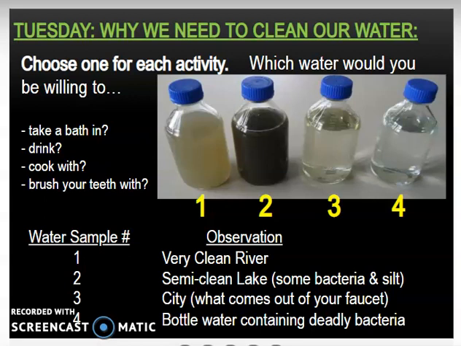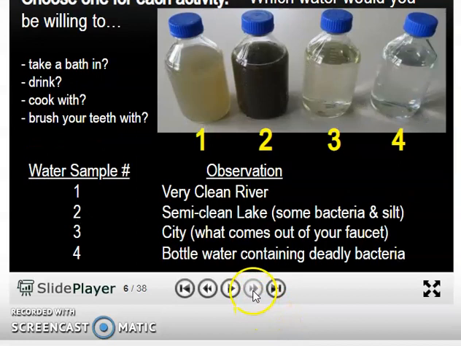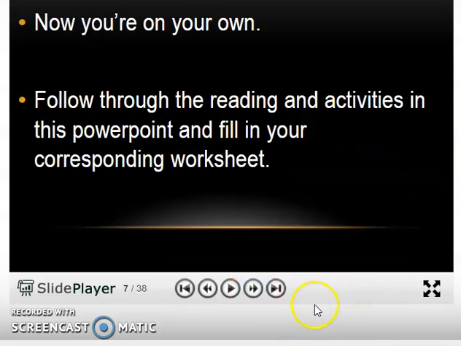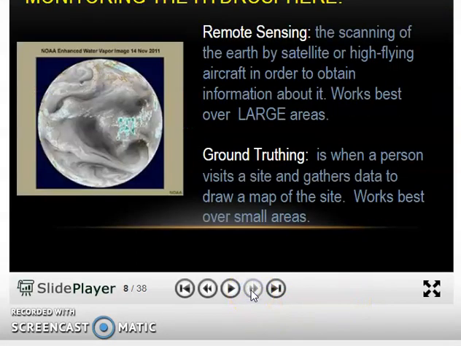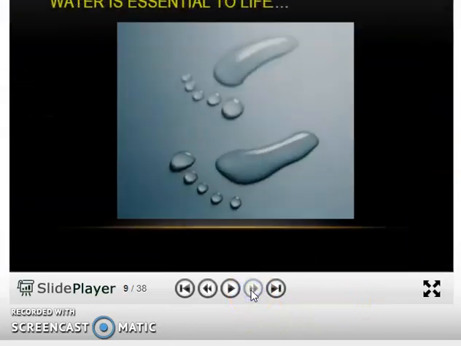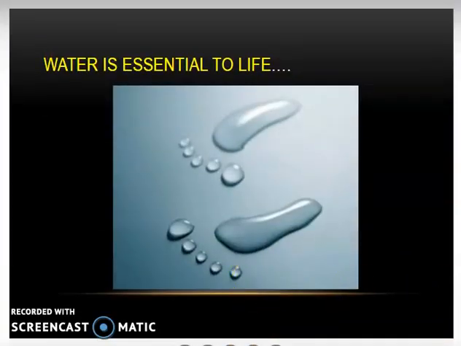Sample number 4, which appears to be very, very clean, is actually water that contains deadly bacteria. We can't see bacteria, so we have no idea that the water contains that. So it's important that somebody is paying attention to what's in our water. Okay, I'm going to go through here and skip ahead.